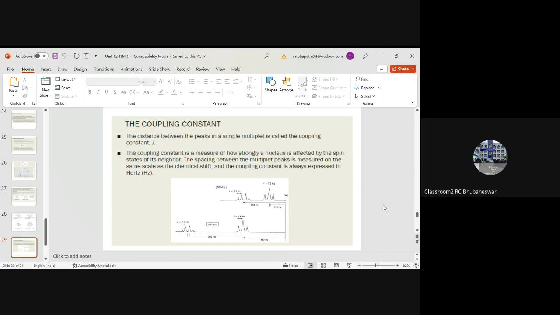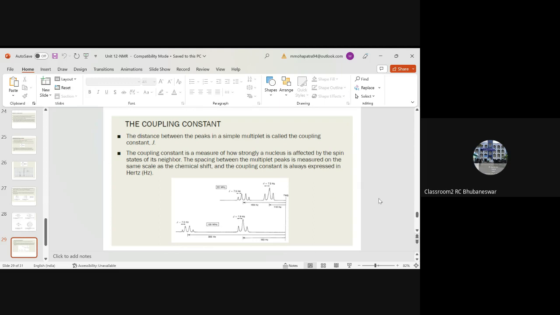However, chemical shift also in a similar way you can predict what functionality is there and what kind of nearby environment is there. And the coupling constant is always expressed in Hertz.